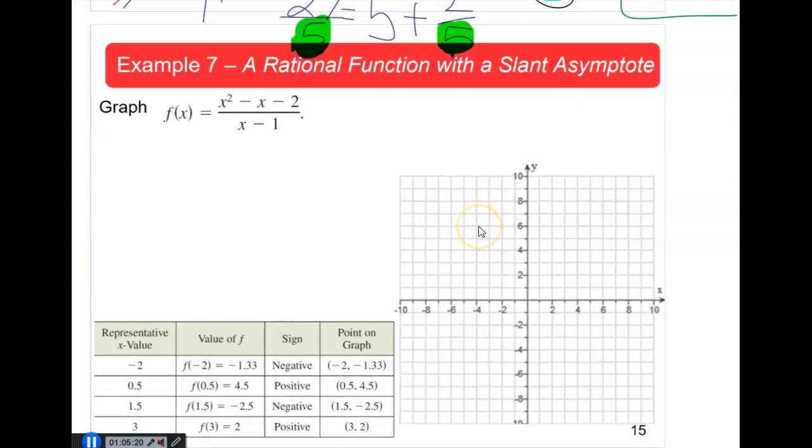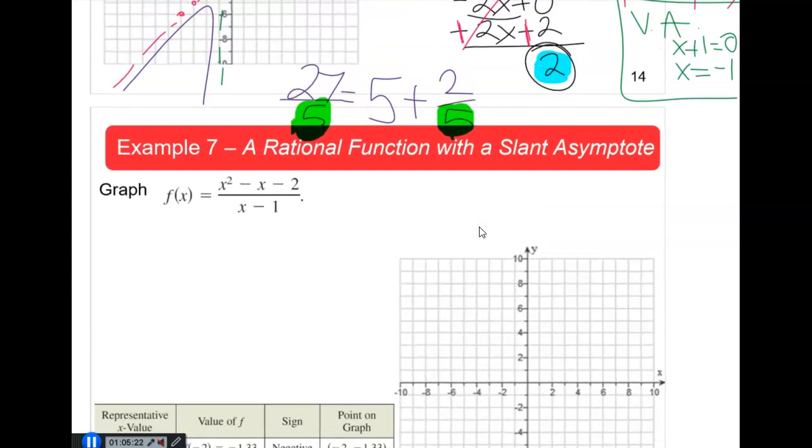So this will be another graph. So let's see. First step is to simplify. So what I'm going to do is factor the numerator, and that will be x plus minus 2 and 1. The 2 goes here, the 1 goes here.